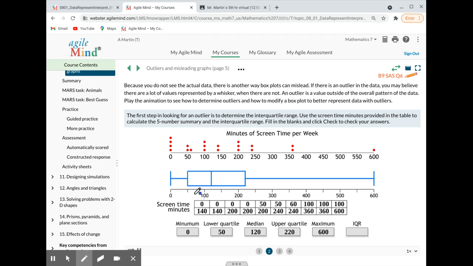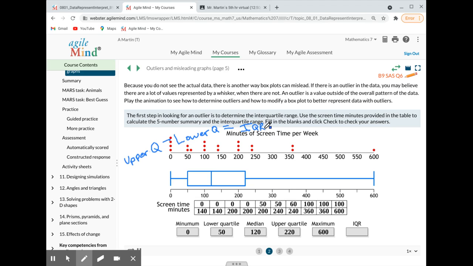Well, if we don't know how to find it, I'm going to try to help you. Devin, go ahead. Tell me what to do. You would take the value of the lower quartile and take it away from the value of the upper quartile. Correct. So we take the upper quartile, minus the lower quartile, and that equals our interquartile range.